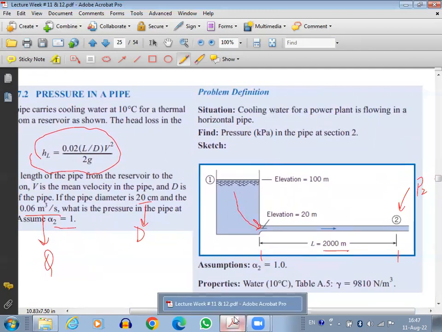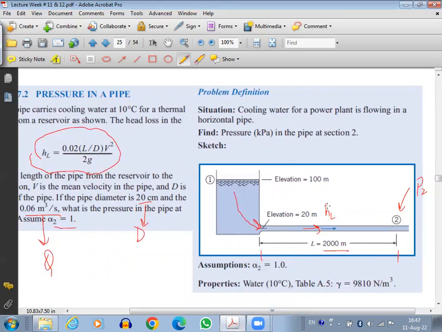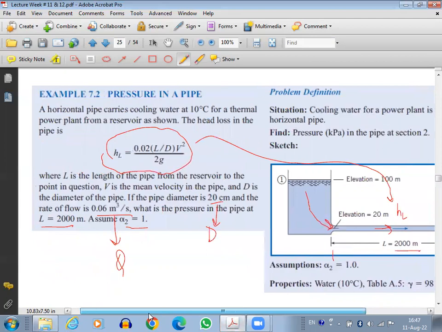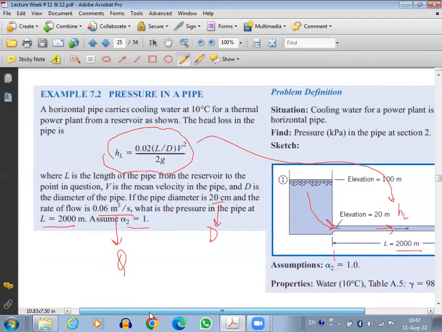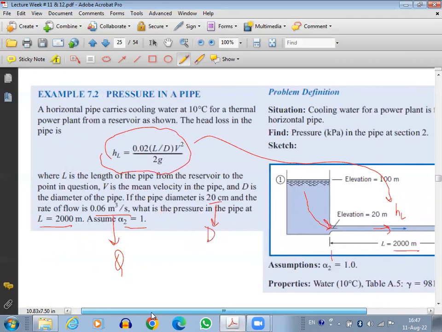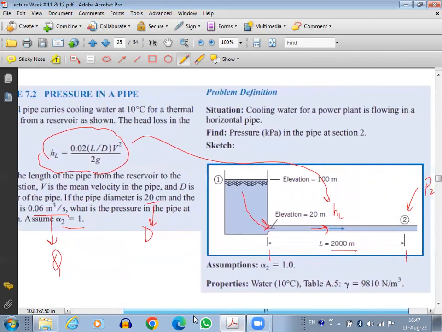The head loss in the pipe. Obviously the fluid will be flowing in the pipe, so there will be head loss. So head loss is provided. This is the head loss. It's a function of length, diameter, velocity. These are the factors it depends upon. L is the length of the pipe, V is the mean velocity, D is the diameter. If the pipe diameter is 20 centimeters, so diameter is provided for this pipe.